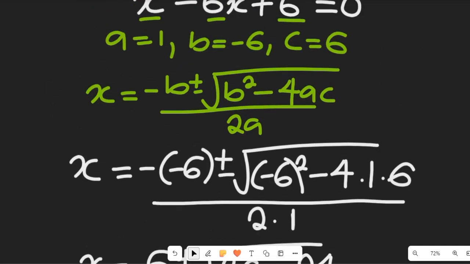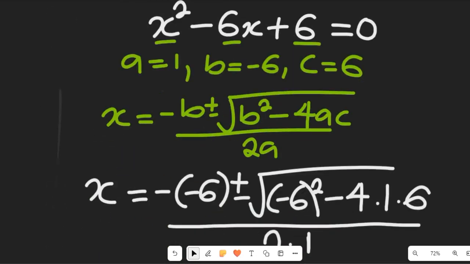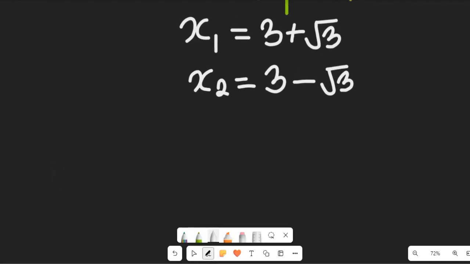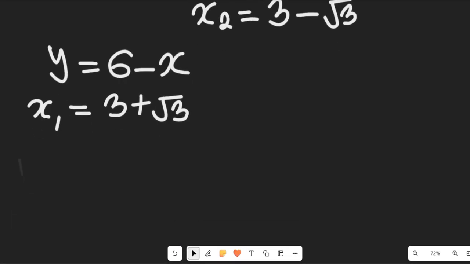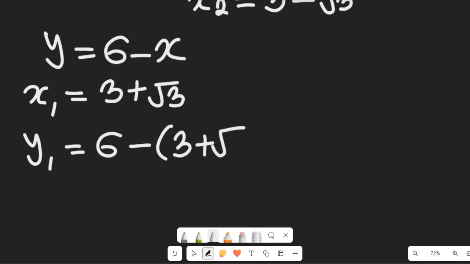Now, recall that from the first expression, equation 3, we said y is equal to 6 minus x. So, from that equation 3, we can find the value of y. Now, given the first value of y, we can say y is equal to 6 minus x. So, if our x1 is equal to 3 plus root 3, that means our y1 will be equal to 6 minus 3 plus root 3.